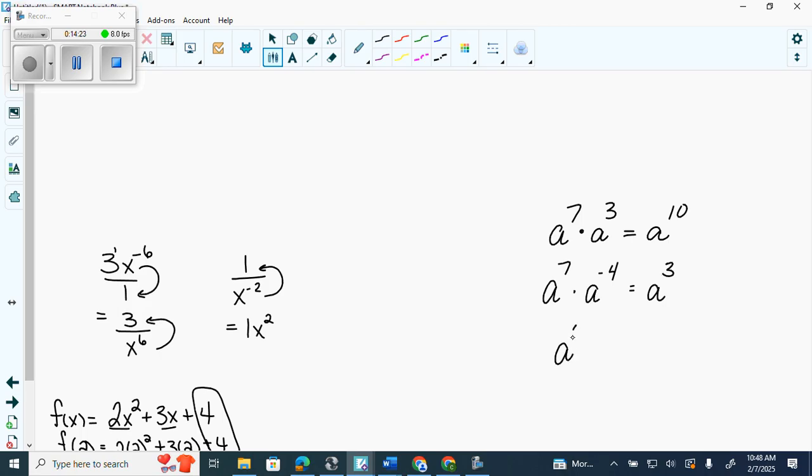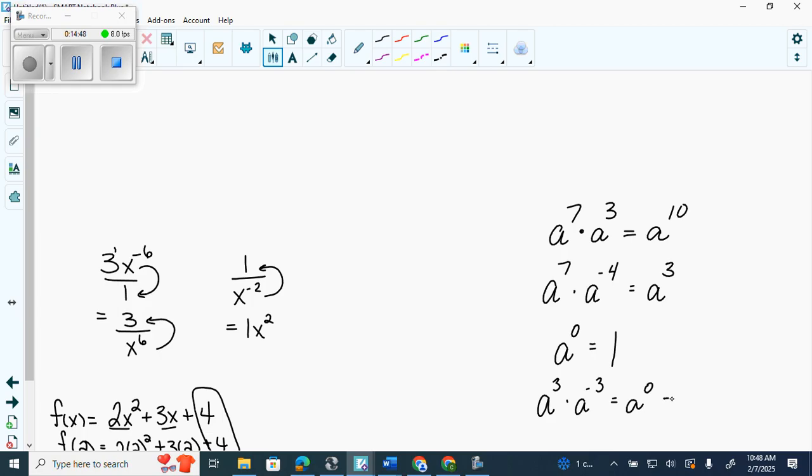A to the 0 is what, guys? What's anything to the power of 0? 1. So that would get rid of the variable, correct? Which would make it constant. So if I got a to the 0, the variable would go away and I'd be left with a number, and that's constant, correct? So if I gave you a to the 3 times a to the negative 3, I would get a to the what?